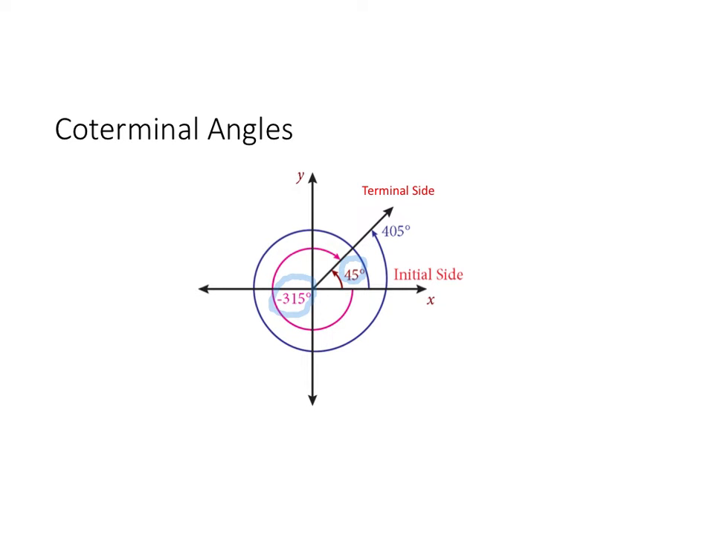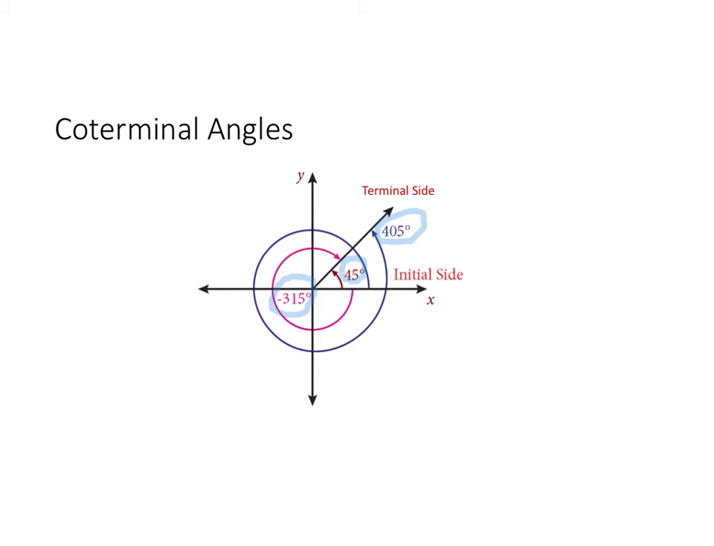All right, let's look at this other angle up here, which is 405 degrees. Again, that starts at the positive x-axis, goes counterclockwise in this direction, goes past the initial side, and all the way up to the terminal side. So actually, it goes more than one full revolution, and it becomes 405 degrees. All three of these angles are considered coterminal angles.